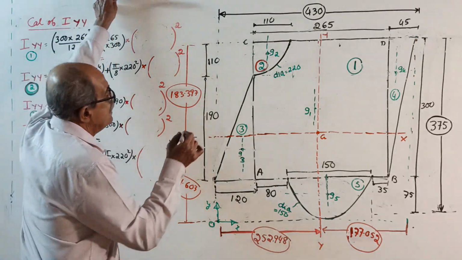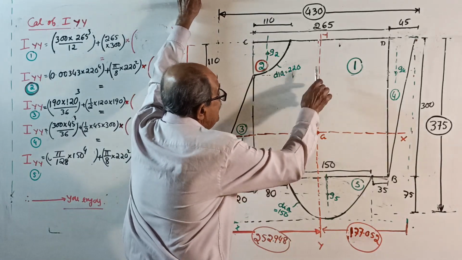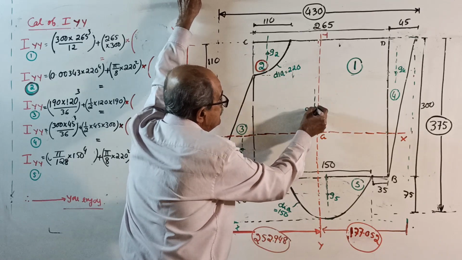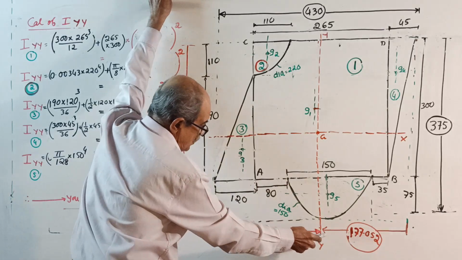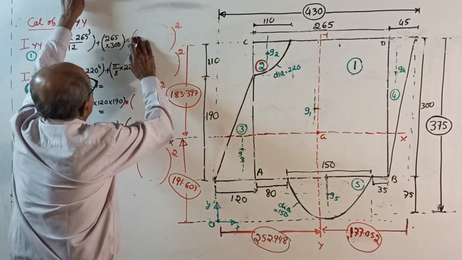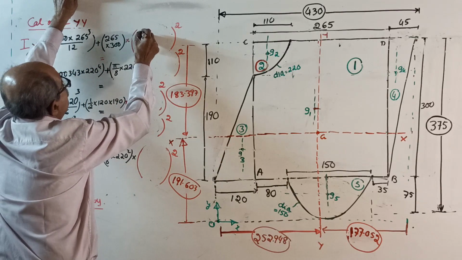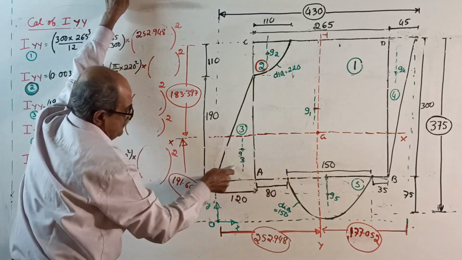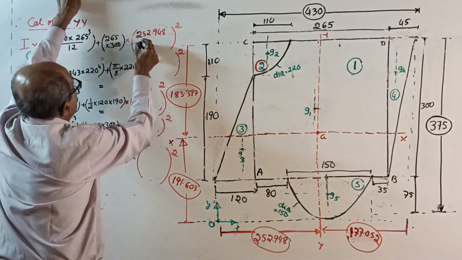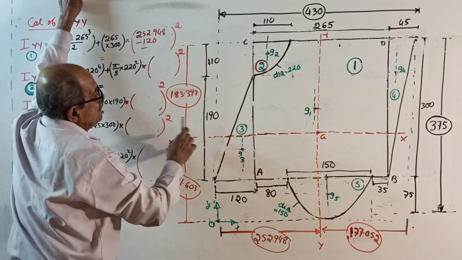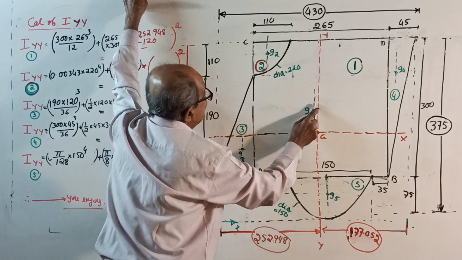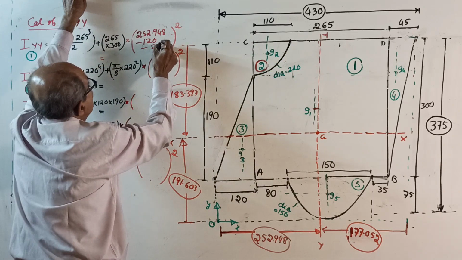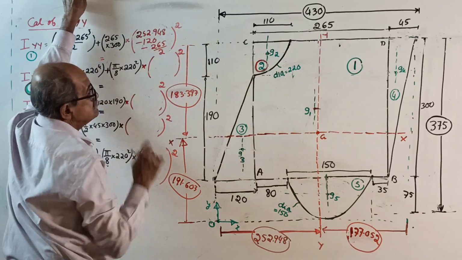See, figure 1. From centroid, see I about its own axis plus area into this distance square. That distance square is, I wrote last time, 252.948. See, this distance minus 120, again minus this half the distance from here up to centroid is 265 by 2. Here little scale problem is there, adjust it, whole square.